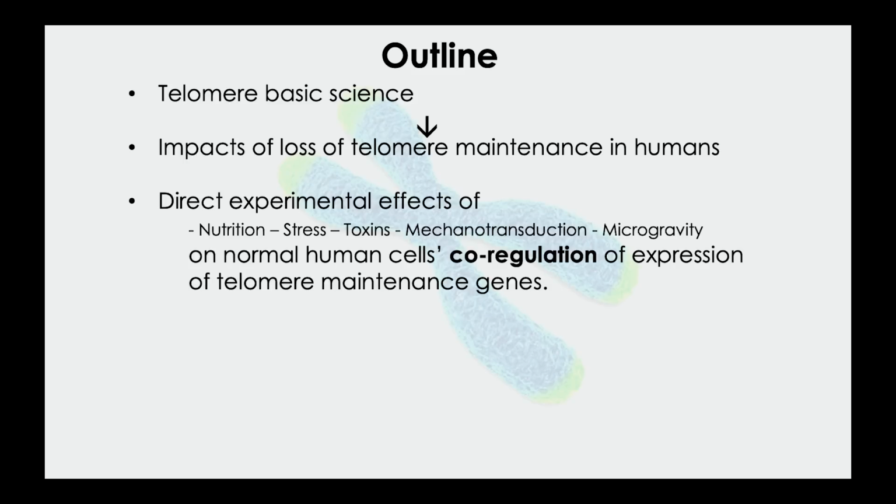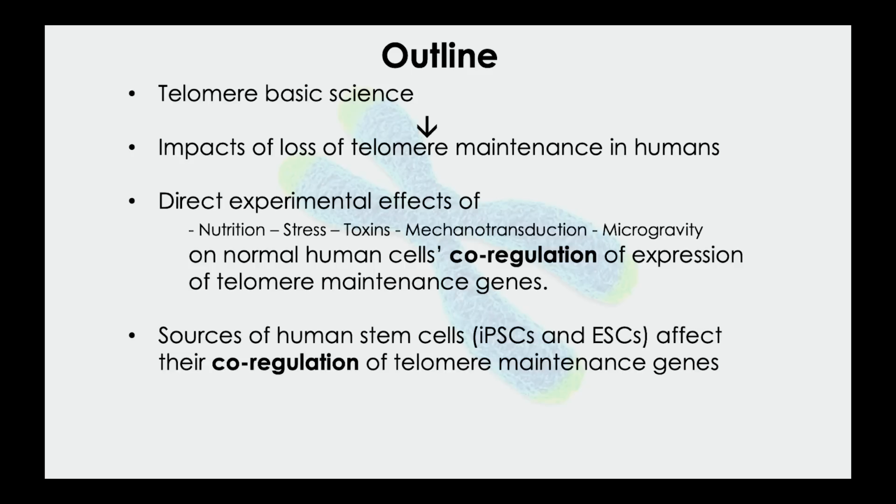And what I'm going to do is show you how I've been looking at the data in a kind of different way, and I'll walk you through that. But it's all data that's available. Primarily, I use the NCBI Gene Expression Omnibus, the GEO databases. And I'm going to tell you that the sources of human stem cells do have an effect on the co-regulation, actually, of the expression of critical telomere maintenance genes.